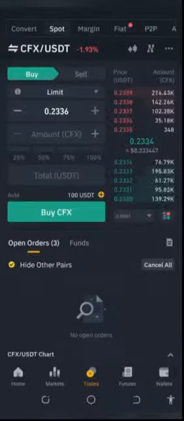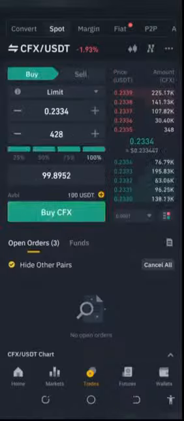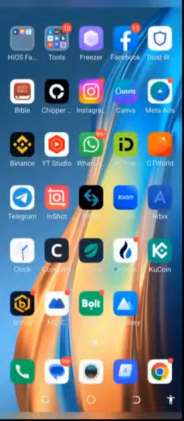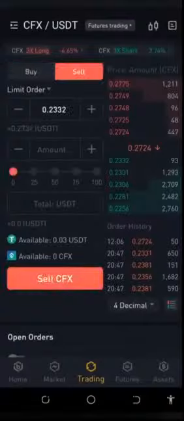So first off, let me see how much I can pick. First, let's just do the refreshings and then see how much we can pick with this. Okay, so we'll get 428, and it will pick 99.89. Okay, so 428, let's copy that. And then let's go over to Arbitrage. Let's do the refreshings, make sure that everything is touched and everything is good. So I'll just put this here.